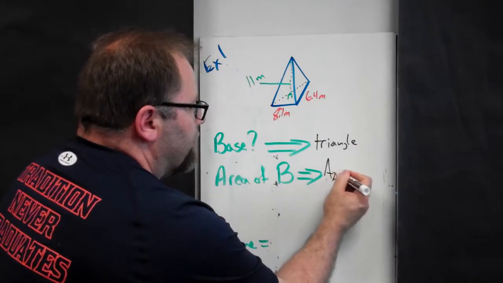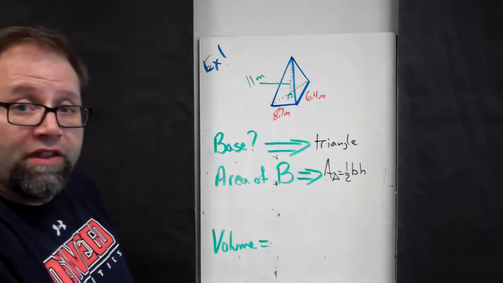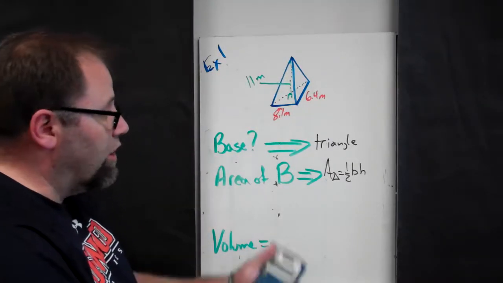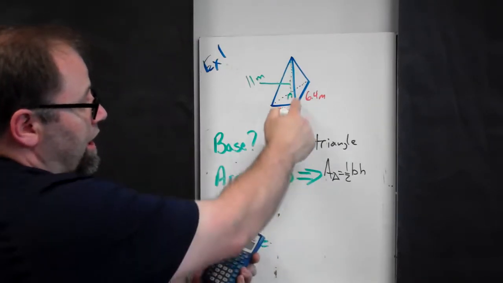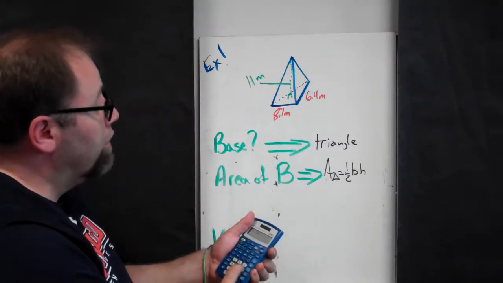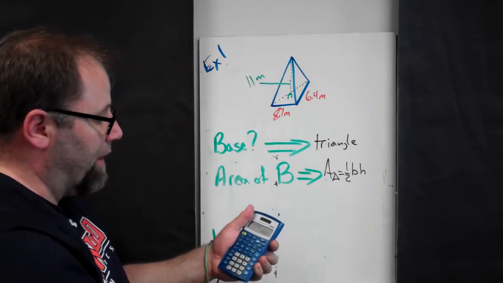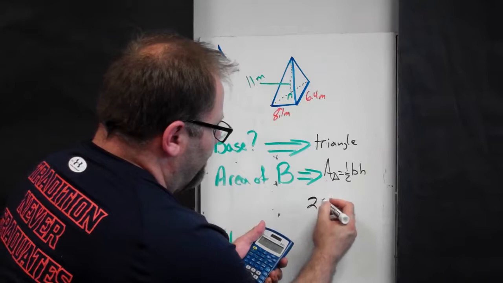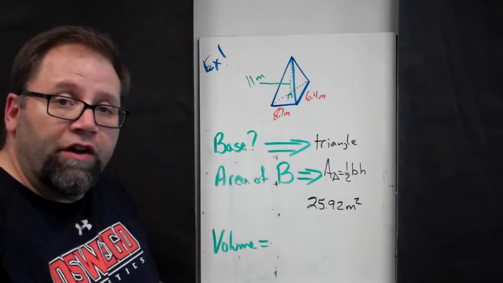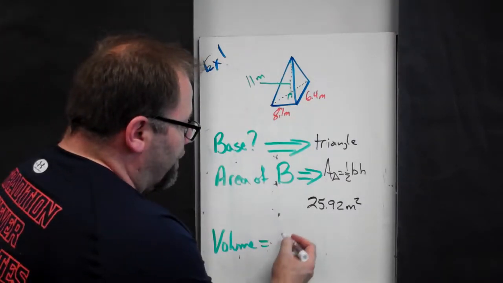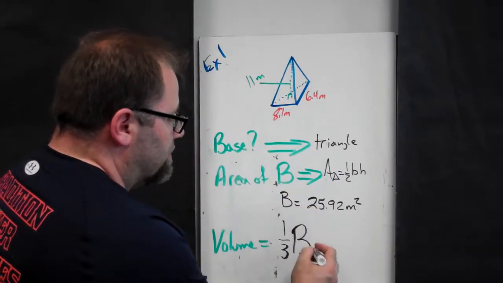So my area for a triangle is 1/2 little b times h, big B being the entire base. So I'll get my calculator and punch in 8.1. I've got a base there. I've got a height of 6.4. And then I multiply that by 0.5, or divide by 2, and I get 25.92 meters squared. So that's the area of my base, my big B. Now for volume, what I'm looking for is 1/3 big B, so this is big B equals 25.92, times the height.